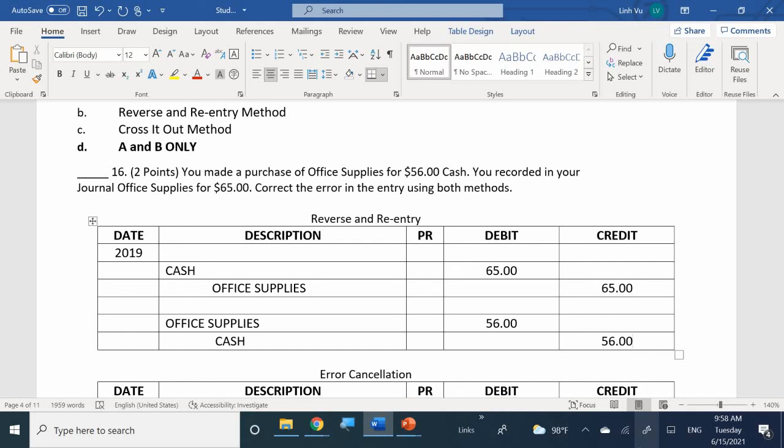Now, the best way to understand this is take it back to the physical store, return it, right? If I'm going to return it, I should be getting cash and I should be getting rid of my office supplies. And then the next entry is me repurchasing it for the correct amount. That's the best way to understand the reverse and re-entry. And it should be the best method to use because, like I've mentioned before, this one is more accurate and you are least likely to make a mistake here. Because here, we just reverse the transaction. We undo our mistake and we enter it in again for the correct amount.